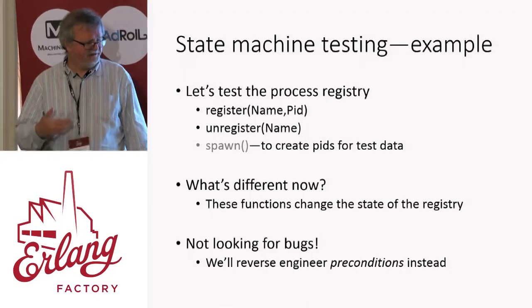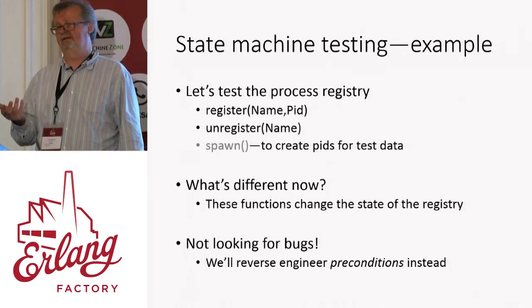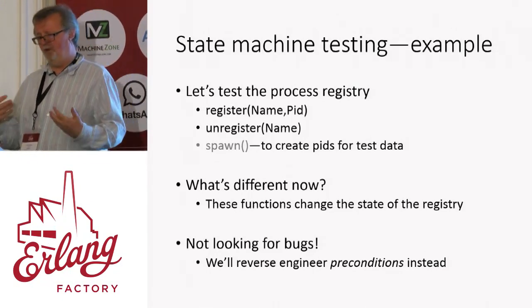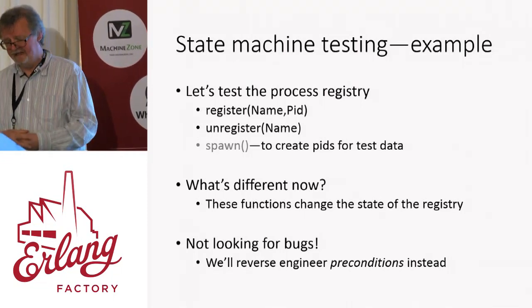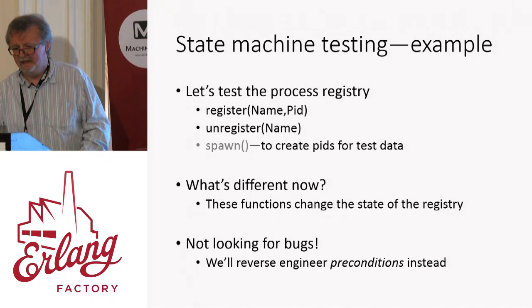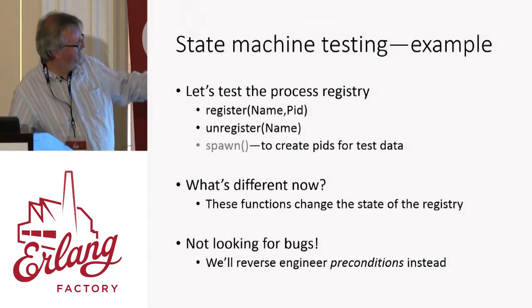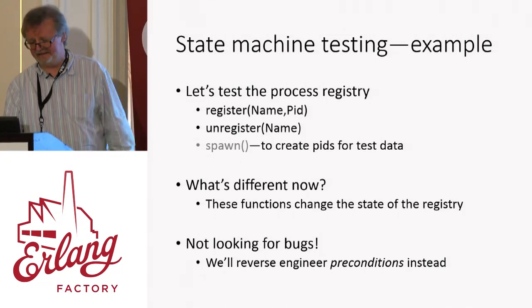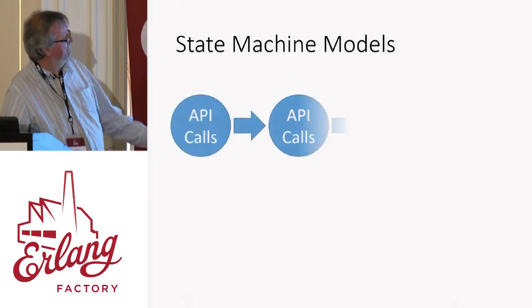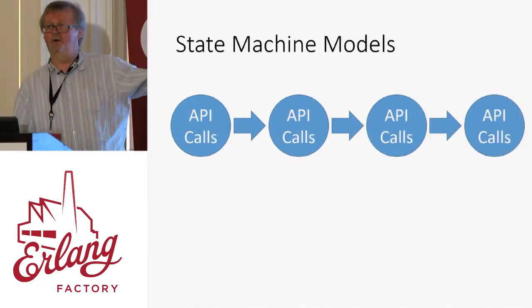So register and unregister, they raise exceptions sometimes. There's a way you're supposed to call them. And I'm going to figure out what that way is. So I'm using QuickCheck as a kind of program understanding tool here. The way that we test operations that manipulate state like this is with a state machine model. Our test cases are going to be sequences of calls to the API.